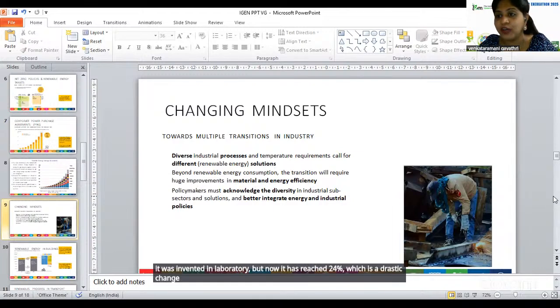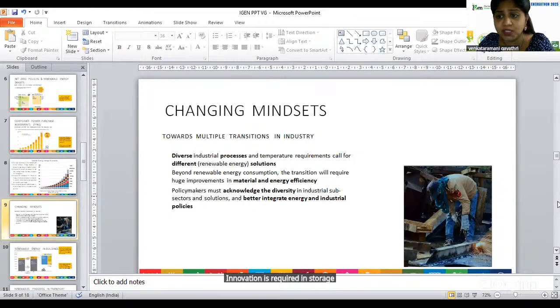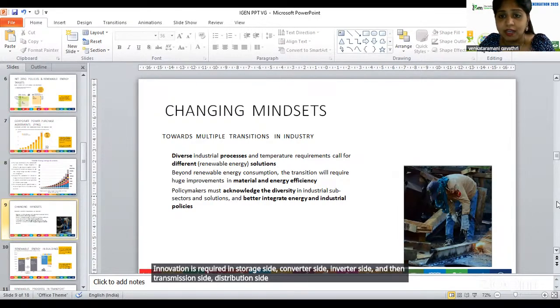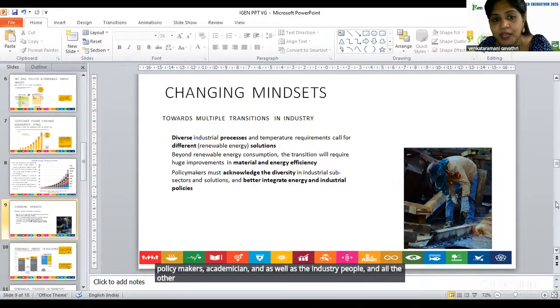But still a lot of other things have to be taken care of when you integrate it as a complete system. Innovation is required on the storage side, converter side, inverter side, and then transmission side, distribution side. Everywhere it has to be taken care of, and those things have to be brought into the policy by collaboration between the policy makers, academicians, as well as the industry people and all the other stakeholders on a single platform.